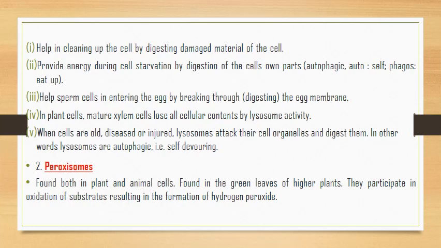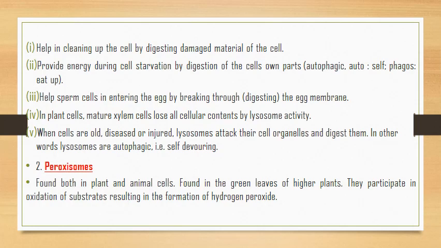Autophagic. It helps sperm cells in entering the egg by breaking through the egg membrane. In plant cells, mature xylem cells lose all cellular content by lysosome activity. When cells are old, diseased or injured, lysosomes attack their cell organelles and digest them. In other words, lysosomes are autophagic, self-devouring.